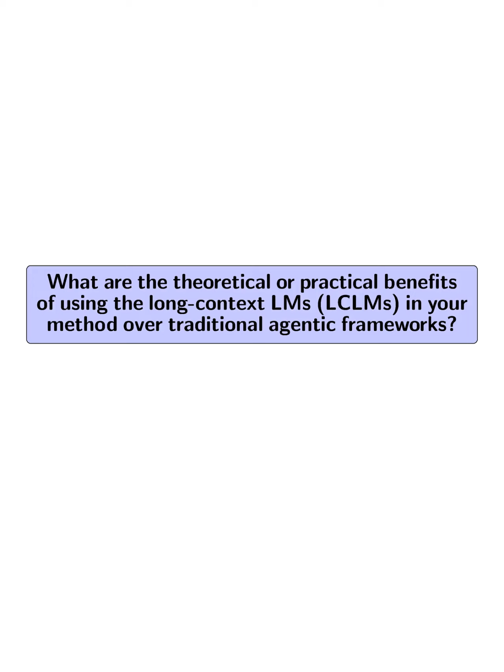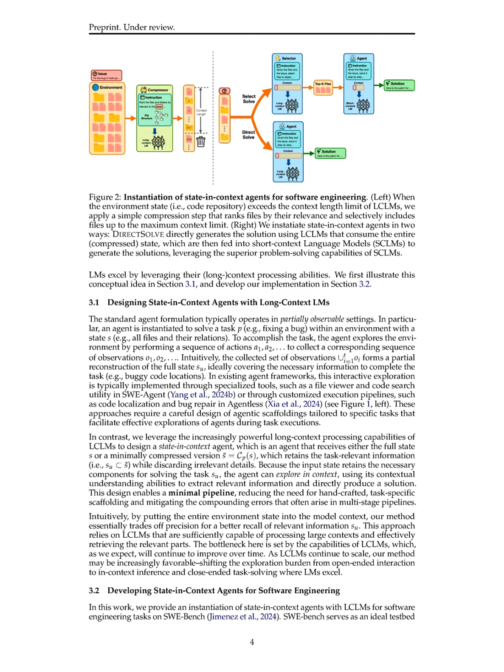What are the theoretical or practical benefits of using the long context LMs, LCLMs, in your method over traditional agentic frameworks? The theoretical benefits of using long context LMs, LCLMs, in our method include the ability to process the entire environment state directly, which eliminates the need for complex scaffolding and iterative exploration typical in traditional agentic frameworks. This simplification transforms open-ended tasks into closed-ended ones, allowing LCLMs to leverage their long context processing capabilities effectively.